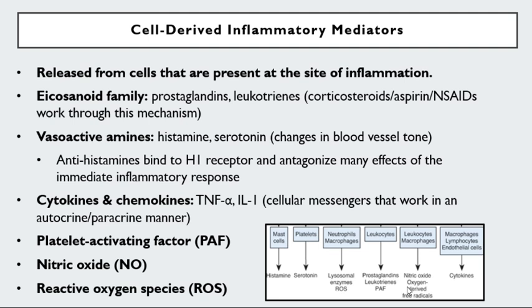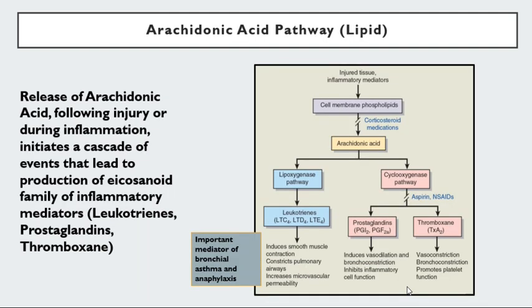So there are all these other ones as well, cell-derived inflammatory mediators. I just want y'all to know some examples of them and be able to recognize them. Y'all don't necessarily need to memorize what each one does. I think that's what I'm getting at here. But just know things like reactive oxygen species, nitric oxide, platelet activating factor. Those are all great examples of cell-derived inflammatory mediators. There's also the arachidonic acid pathway.